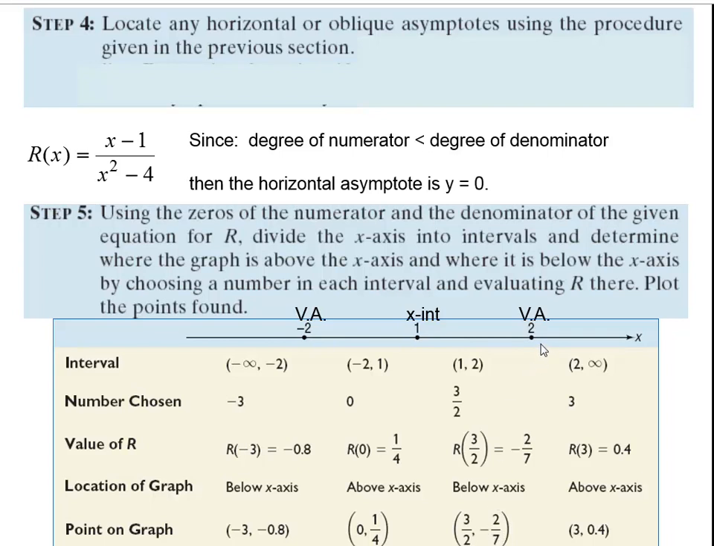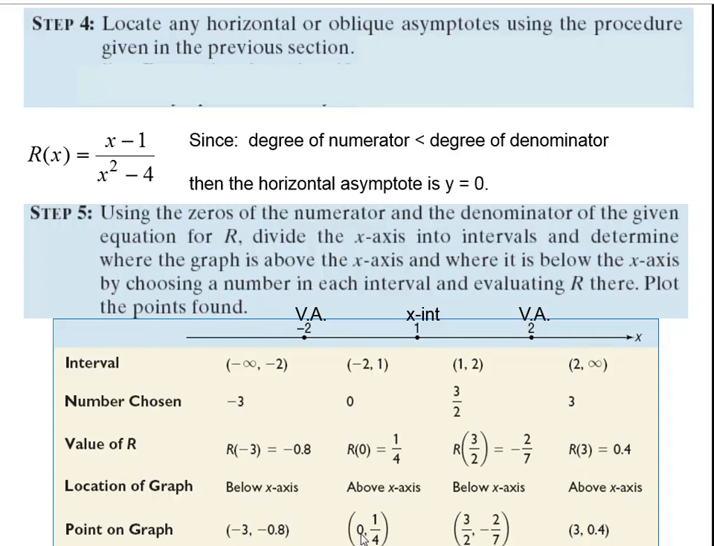And then our last segment, to the right of the vertical asymptote. So I'm going to pick x equals 3. Again, I could pick any x value in this interval from 2 to infinity. I'm going to pick x equals 3. So I plug 3 into the equation. I get a y value of 0.4. Noting to myself that's above the x-axis, that's the point that I'm going to plot.